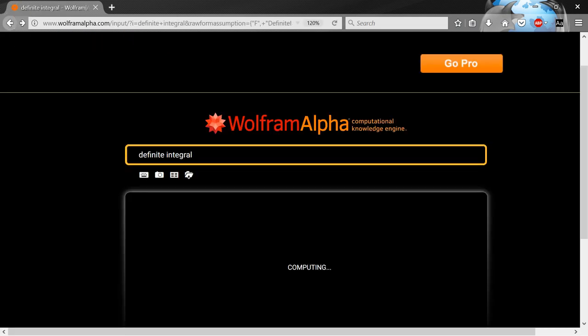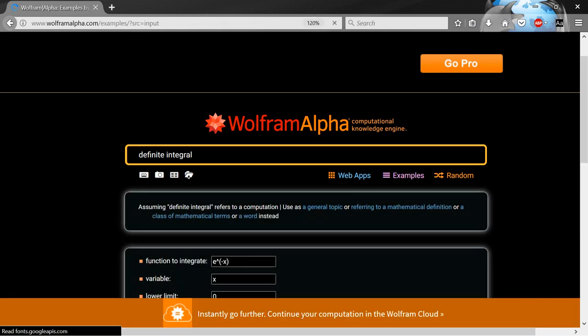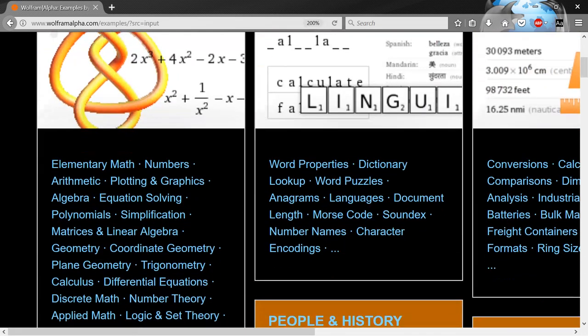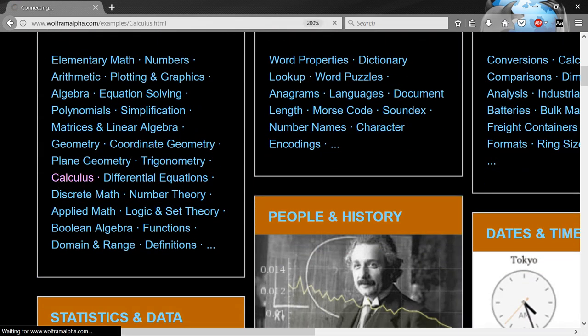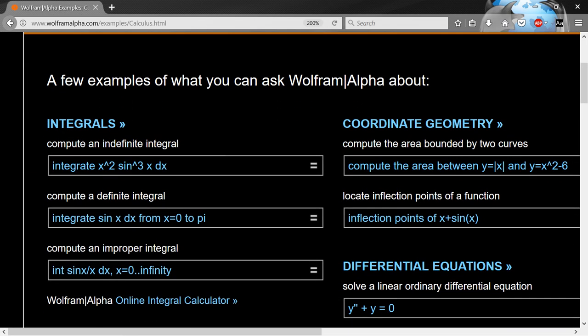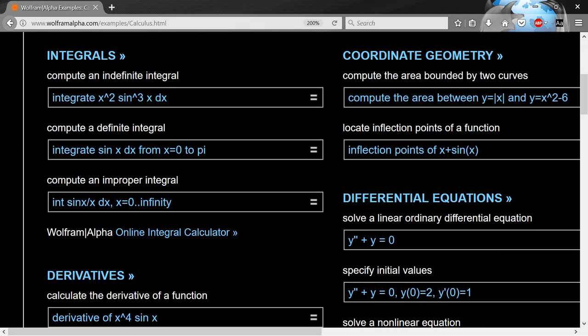So Wolfram wouldn't tell me directly, but I did click on the examples button. And of course, I want the math examples. And somewhere in here is calculus. Here we go, compute definite integral. Two clicks. So it's this one on the left column here. Integrate your function from to. Yeah, there are other ways to type it in, but that's a way to type it in. Hey, look, compute area between.